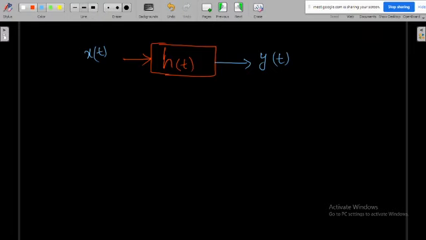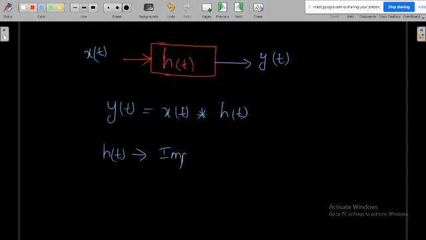In the time domain, what is the relationship between the input, the output and the system impulse response? The h of t in the time domain we call the system impulse response. Later I will come to why h of t is called the system impulse response. But y of t is x of t convolved with h of t. Here x of t is the input and y of t is the output. So h of t we call the impulse response of the system in the time domain.